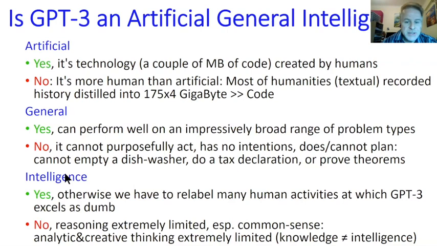And with intelligence, well, I think we should say yes, because if you look at the output of GPT-3 and say this is dumb, then we have to label a lot of human activities as dumb, which would be pretty insulting. On the other hand, it's also extremely limited with creative thinking, analytic thinking. So it has a lot of knowledge, more knowledge than every single human, but knowledge is not the same as intelligence. So people often get confused. It's very knowledgeable, but intelligence is still somewhat limited.